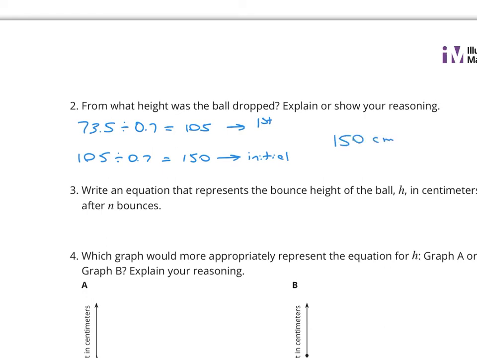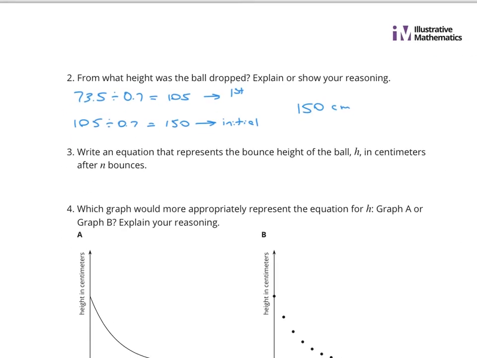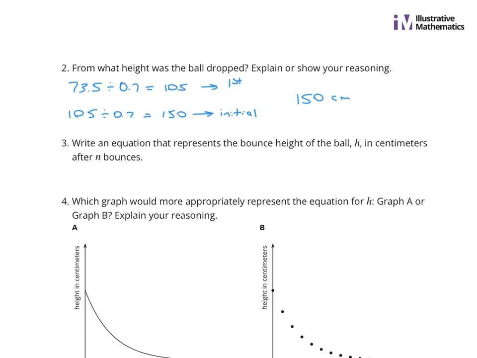150 centimeters. Question 3 says write an equation that represents the height of the ball, h in centimeters, after n bounces. So now that I know the initial height, I know my equation is going to be h equals 150 times 0.7 to the nth power.